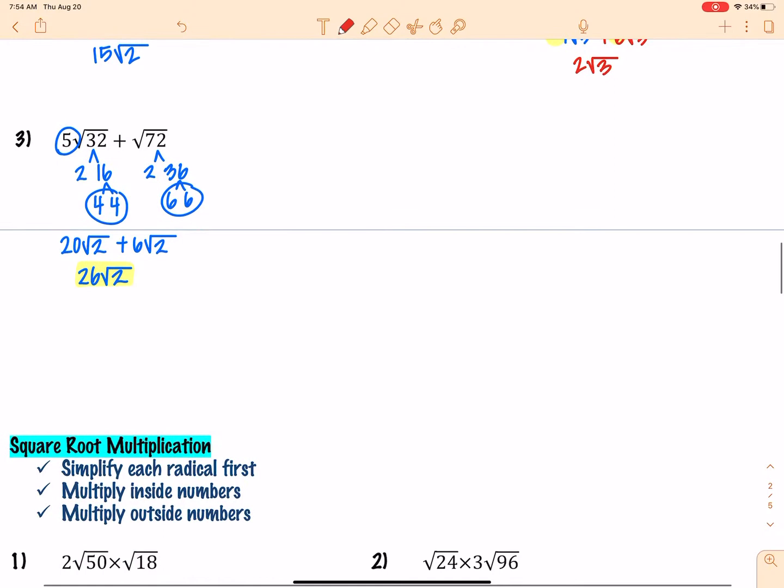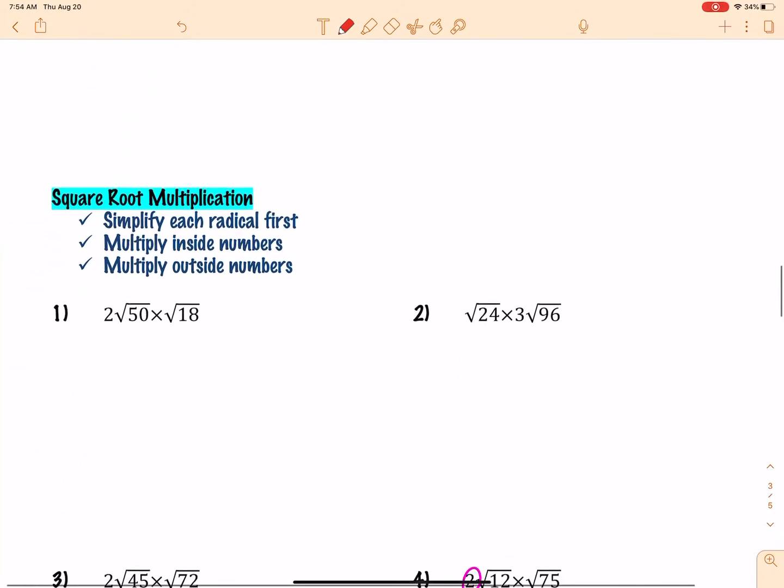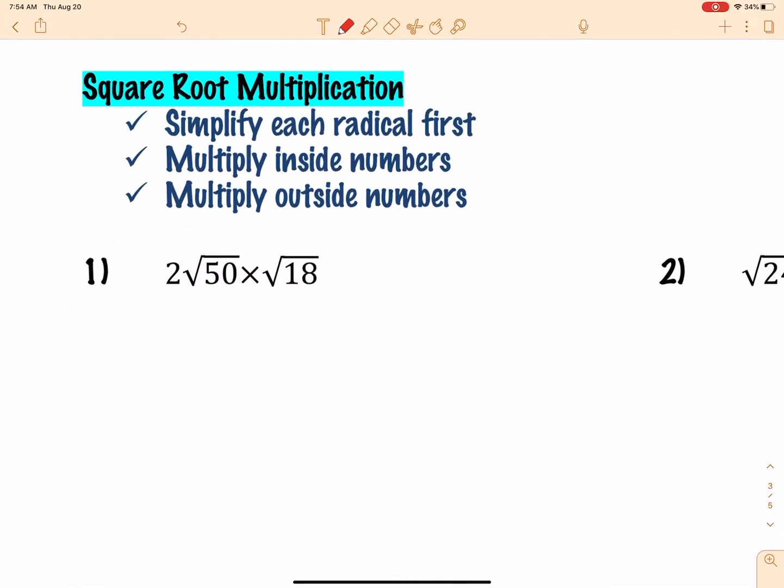Okay, now we're going to multiply radicals together, and it's a little bit of a different rule, but you're always going to start out by simplifying your radicals first. With multiplication, you could start the problem by multiplying these numbers together, 50 and 18, and then you get some huge number, and then you're going to do the factor tree with it. Obviously, that would cause a lot of problems, but you can multiply any square roots.